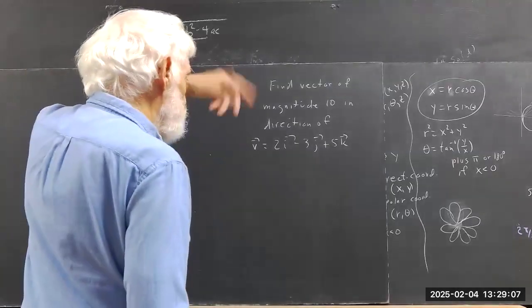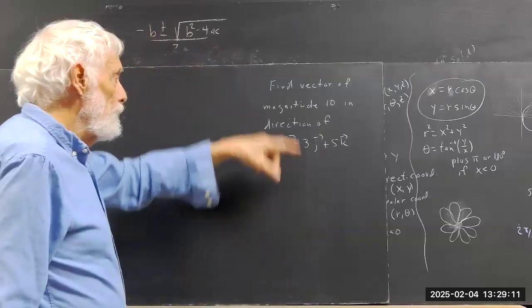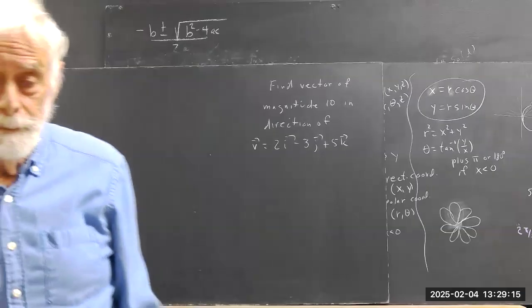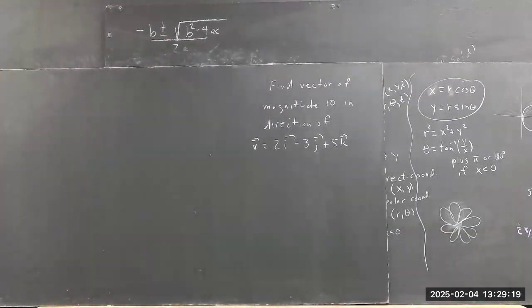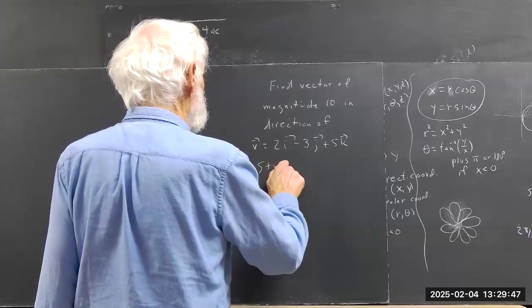Here's a vector in three-dimensional space. I want to find a vector of magnitude 10 in the same direction. How do I go about doing that? So the strategy could be obvious.